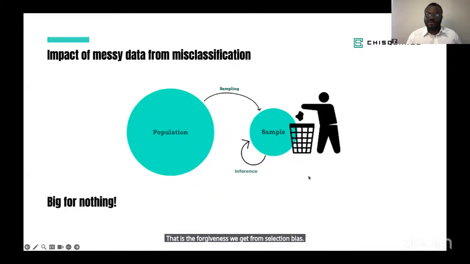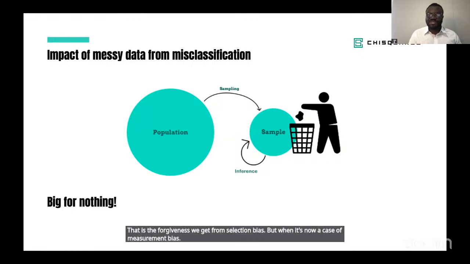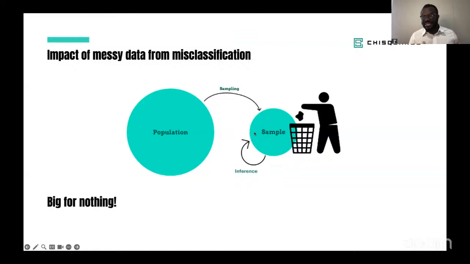But when it's now a case of measurement bias, especially when it's superimposed on selection bias, now your data is completely trash. Is there any silver lining in this case now?